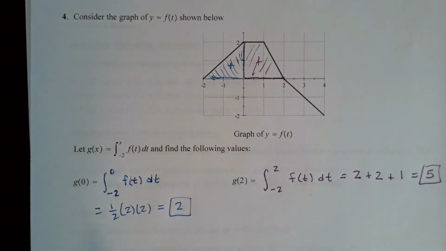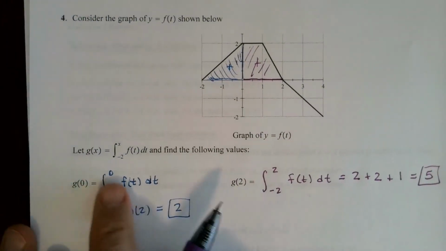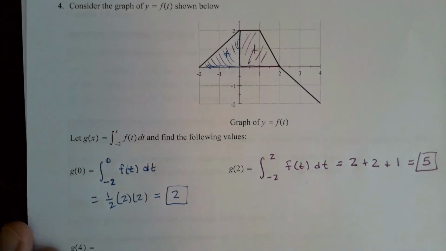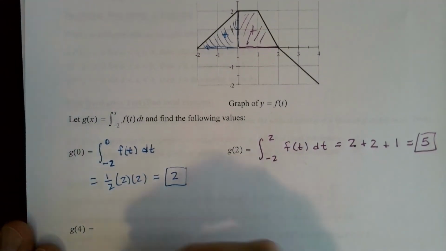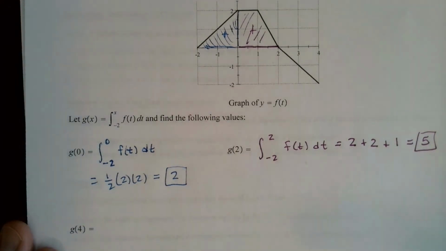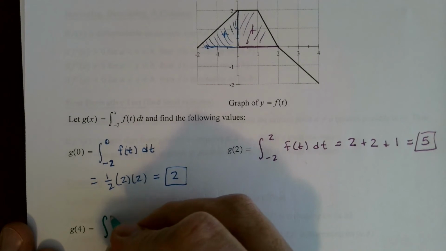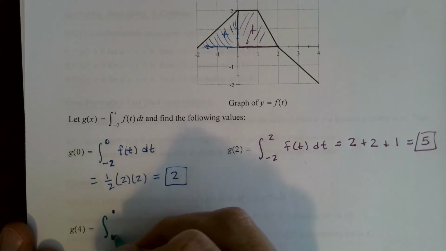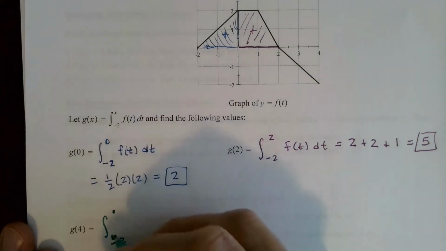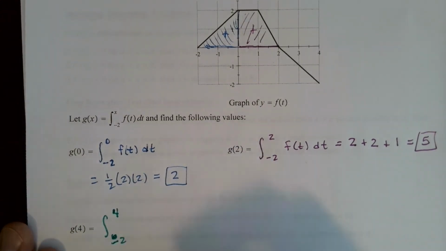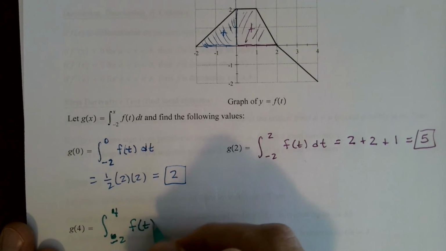That's that total area. All right, so again, you can see how we're treating this accumulation. This is the area function of accumulating area under this curve. Now if I go to g of 4, of course, g of 4, that's the integral from -2, excuse me, -2 to 4 of the function.